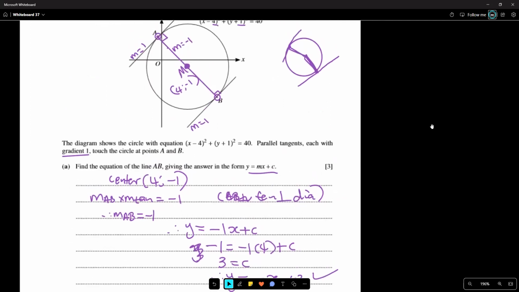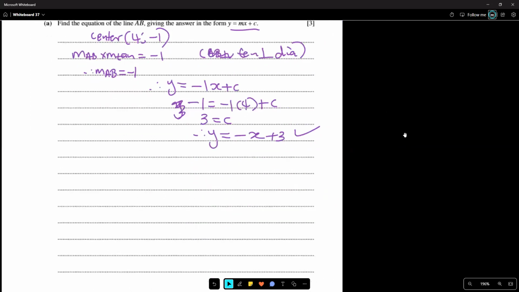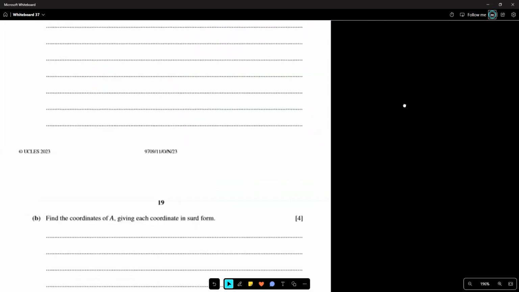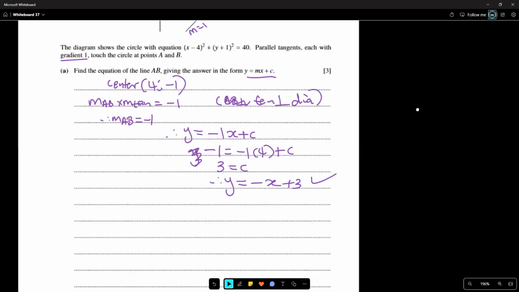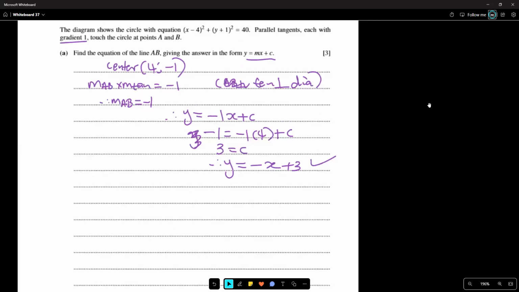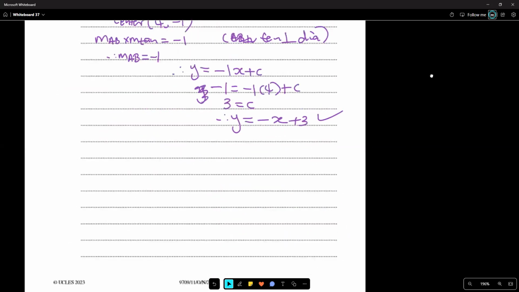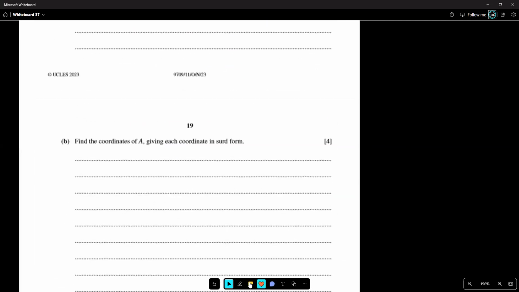To get the coordinates of A, remember the coordinates of A and B are the points of intersection between the circle and this line, right? So I'm just going to find A and B. But I know that A is the one with the smaller x value because it's on the left. Okay. So let's write the equation of the circle and the equation of the line.